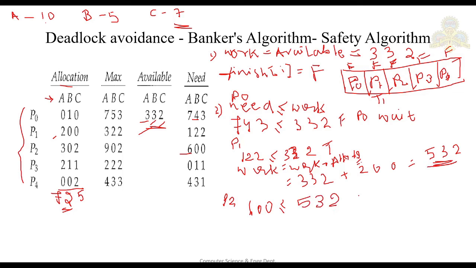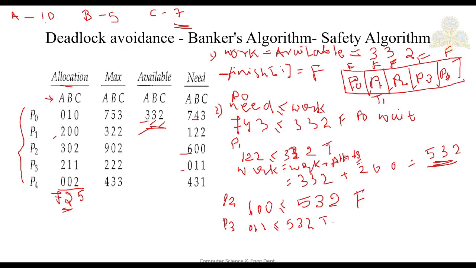600 less than or equal to 532? No, it is false. You cannot execute P2. Your P2 has to wait. Now check for P3. What is the need of P3? 011. Okay, 011 less than or equal to work, which is 532, right? This condition becomes true. That means your process P3 will terminate. Terminate in the sense you give it whatever maximum resources it needs, and you make sure P3 executes.